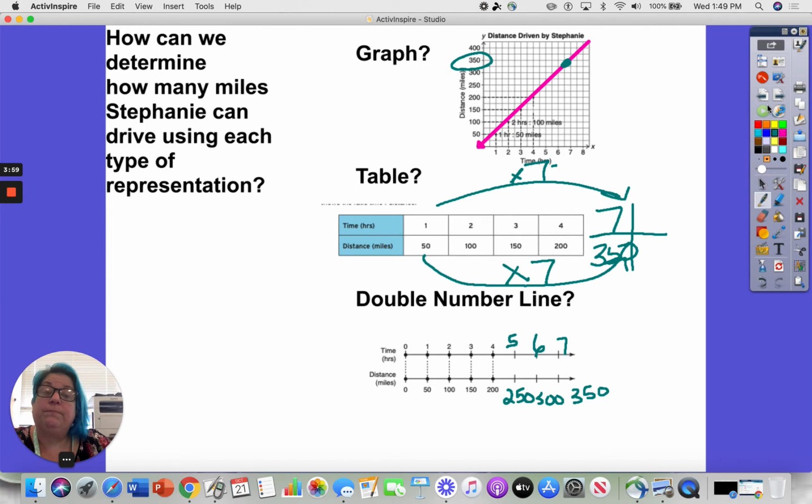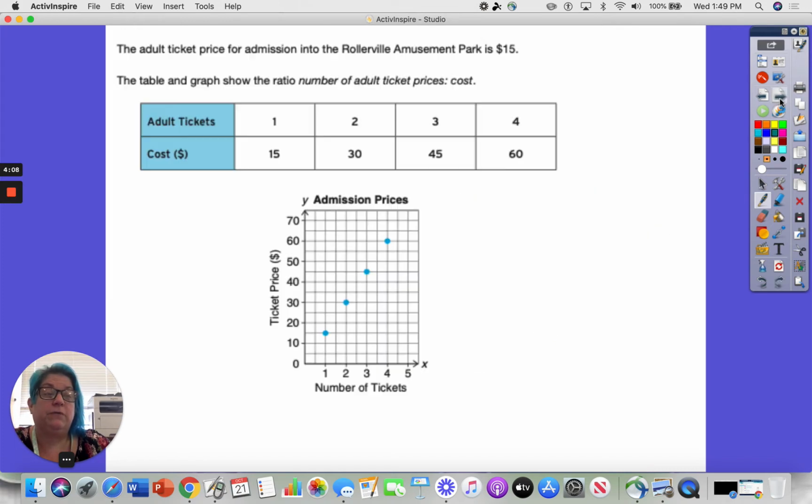Okay, so now please remember, you guys are taking notes. You're writing these in your notebook. This is how graphs can be used to define ratios and rates, equivalent ratios and rates.